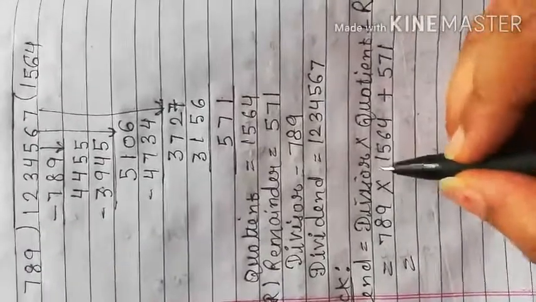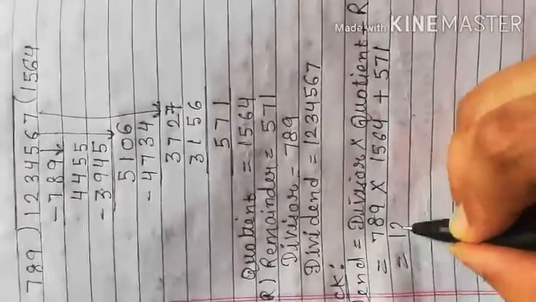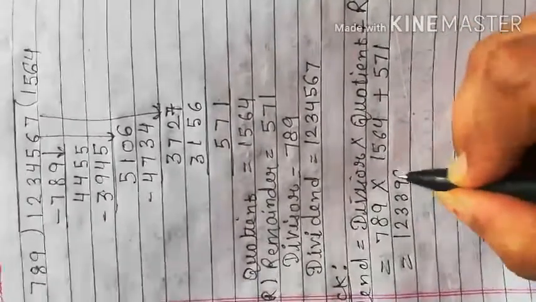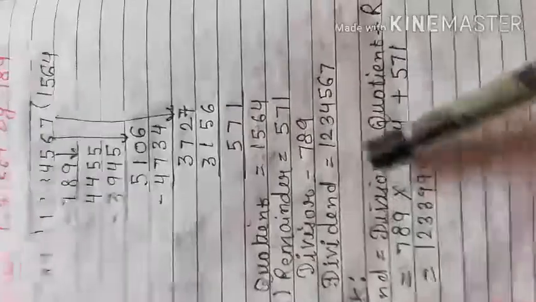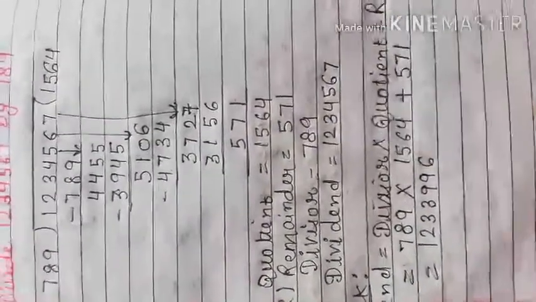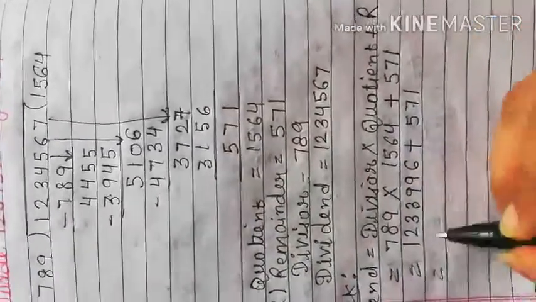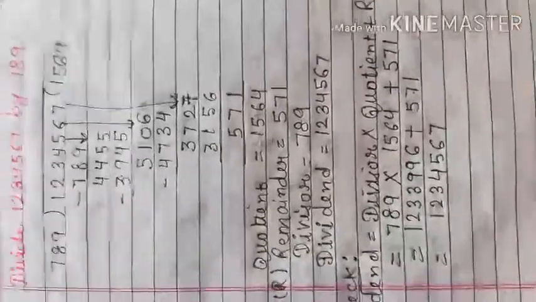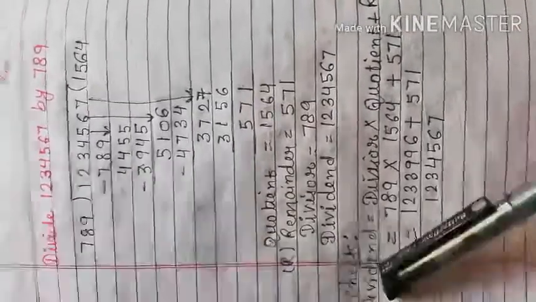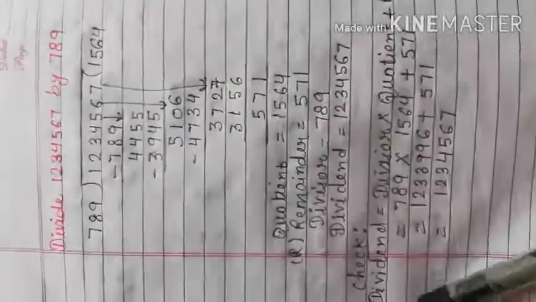789 into 1564. First we will multiply, and then after we will add 571. Always keep in mind. So after multiplying this, we will get 1233996. You can again use your rough space to multiply these numbers. Just multiply it and then add the remainder in that, and after adding it we will get 1234567. Now we have got the dividend. Now you can see the value of dividend is equal to divisor into quotient plus remainder. I hope this is clear to everyone.